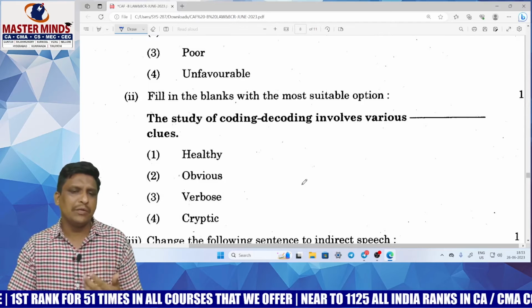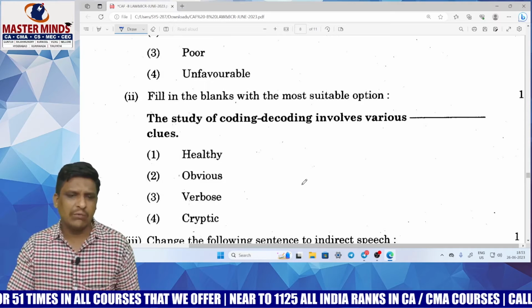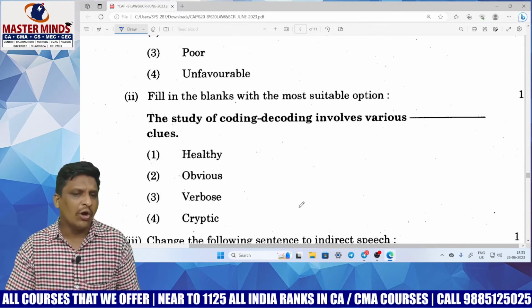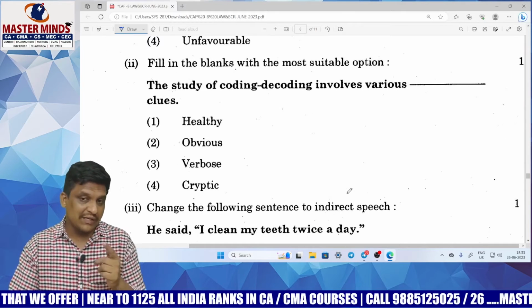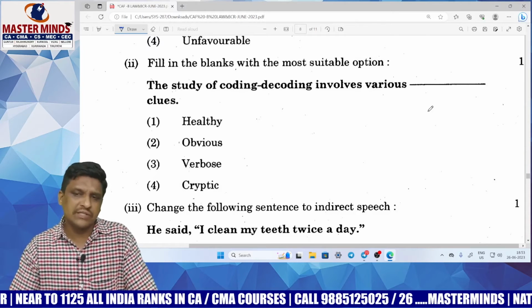If people use good figurative language and try to talk more than what is required, we call them verbose people. It is nowhere related to verbose here. Obvious is a known meaning to us, healthy is also a known meaning to us. So what is the right word that fits the blank here? Cryptic. Cryptic is the word that fits the given blank.